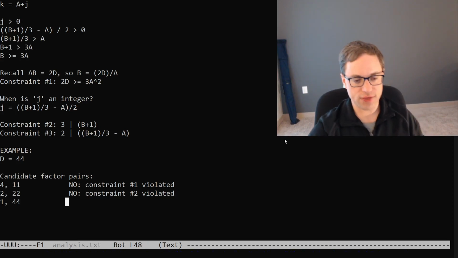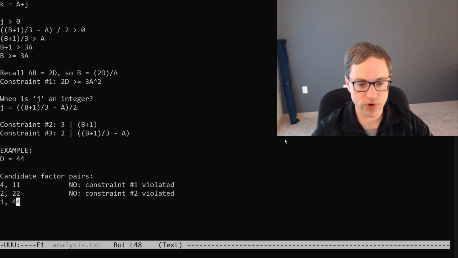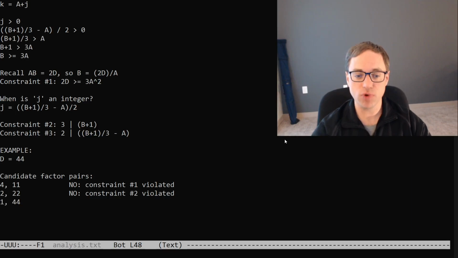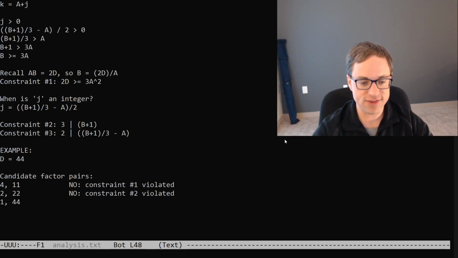Lastly, let's check this one. 1 squared times 3 is definitely less than 44. If we add 1 to 44, we get 45, which is divisible by 3. That gives us 15. Then if we subtract 1, we get 14, which is divisible by 2. And that gives us 7. And so we get, yes, j is equal to 7.